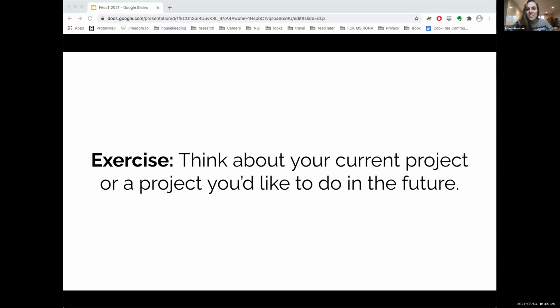Thanks, Kate. So along those lines, we're going to get the ball rolling with a little bit of an imaginative exercise. We'd like you to get out a pen and a piece of paper or open up a blank document. And then we are going to take 2 minutes, and I want you to think about the current project that you're working on or a project that you'd like to do in the future. So just get that project in mind.